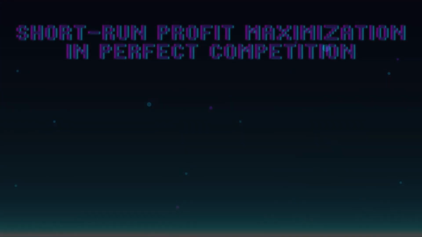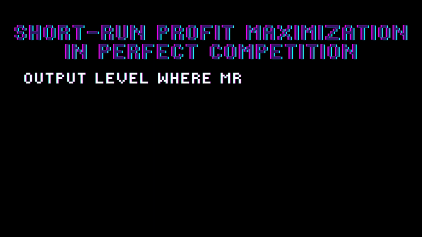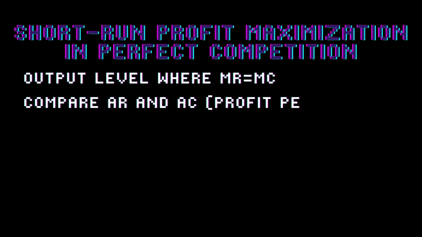Okay, now back to profit maximization. Since a firm in a perfectly competitive market is a price taker, they cannot influence price. Instead, their only option is to adjust their production output to the quantity that maximizes their profits. This output quantity will always be at the level where marginal revenue is equal to marginal cost. The firm then needs to compare average revenue, which is equal to the price, with average cost. This will give us the profit per unit of output.